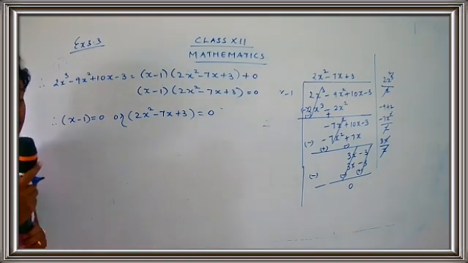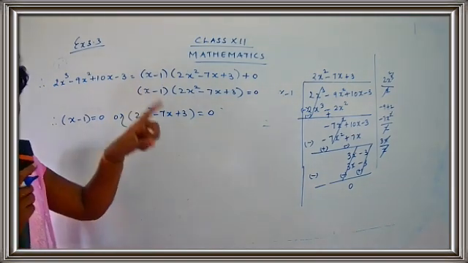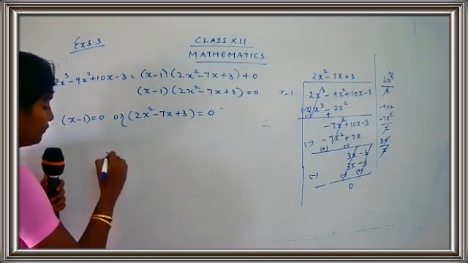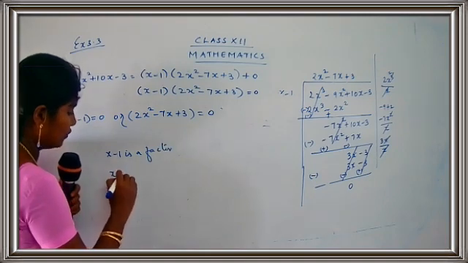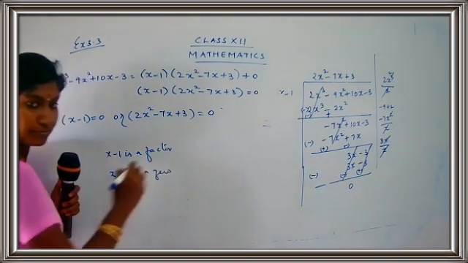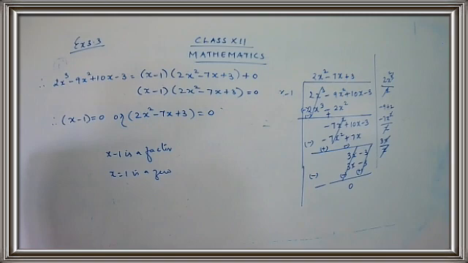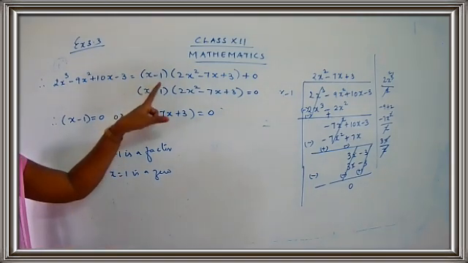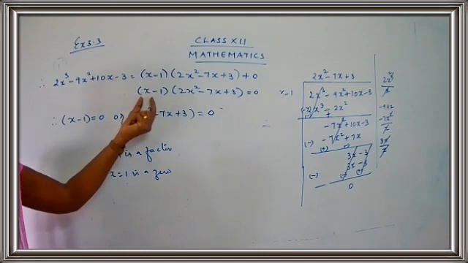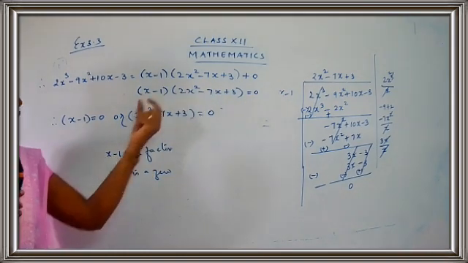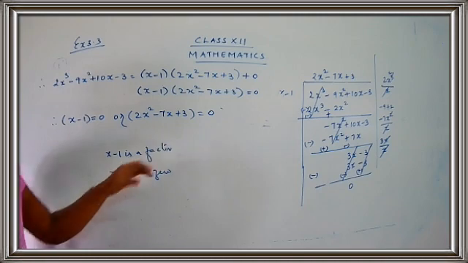So it is a factor. Since it is a factor, they will be the zeros. See, actually, if you write x minus 1 is a factor, you can say that x is equal to 1 is a zero, or a root. Same way, this is a factor part and this is a zero part. So x minus 1 will be 0 or 2x square minus 7x plus 3 is equal to 0.